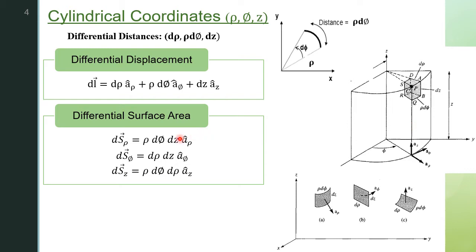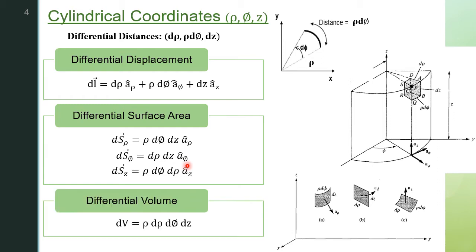Now, the shortcut to find the area vectors is, if you're finding the area along the rho direction, you need to multiply the displacements along the phi and z directions. If you multiply the displacements along phi and z, it is rho d phi dz, so you'll get the area along rho. Similarly, if you want to find the area along phi, you multiply along rho and z, so you'll get d rho dz a phi cap. Thus we have got the areas along the 3 directions in the cylindrical coordinate system.